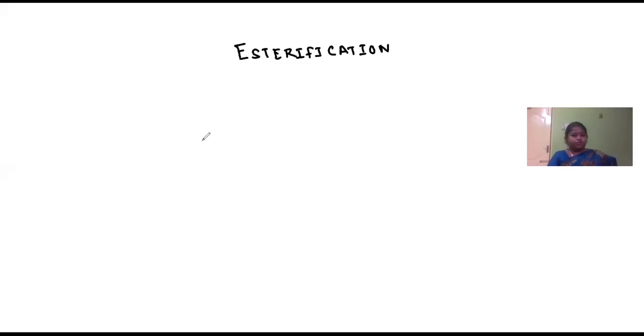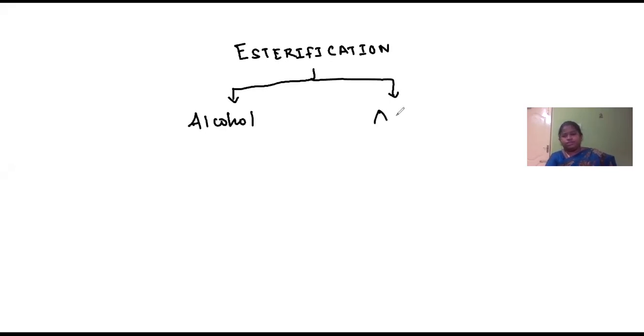Hi everyone. Most of you are finding it difficult to do esterification, right? So today's topic is esterification. For esterification, we need two functional groups. What are they? Alcohol and acid. Without these, you will not get an ester, right?